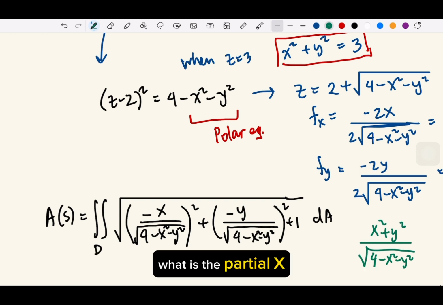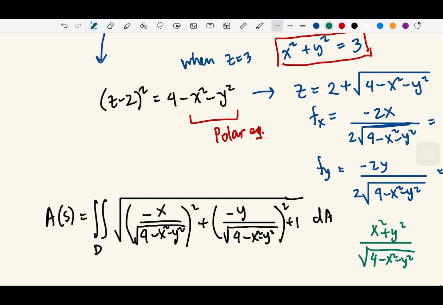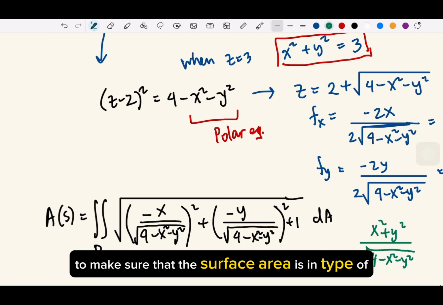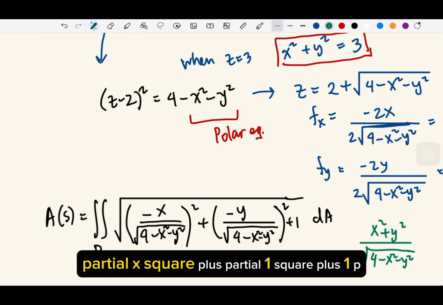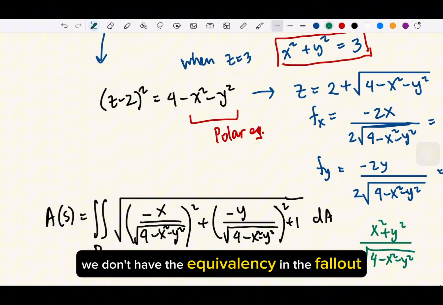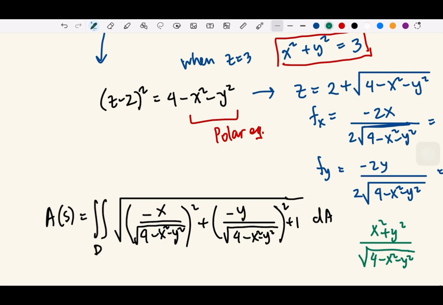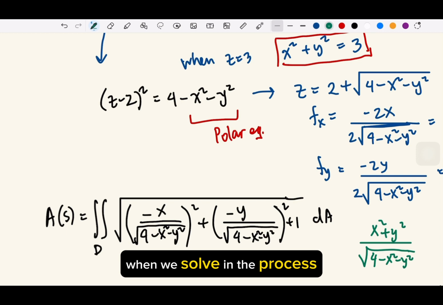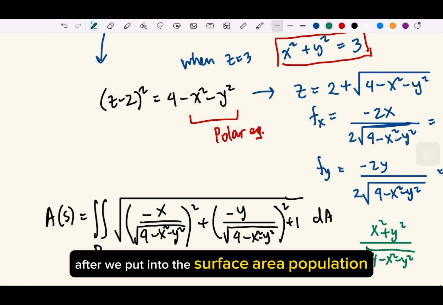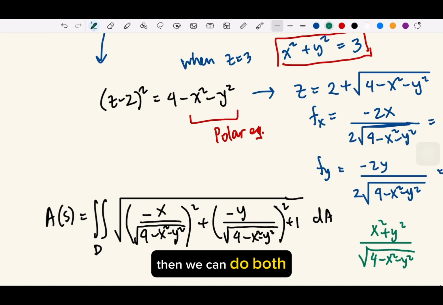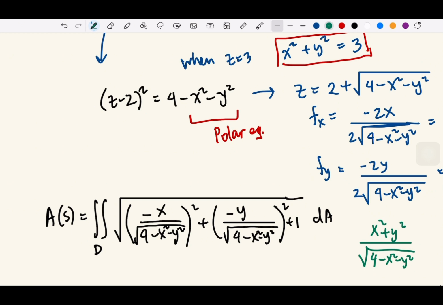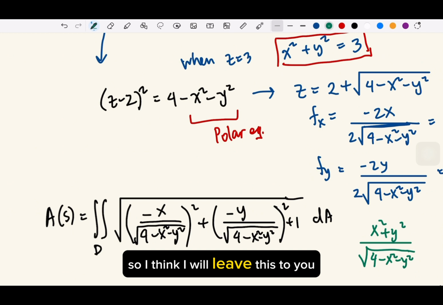What is the partial x? What is partial y? Right? Because we need to make sure that the surface area is in terms of partial x squared plus partial y squared plus 1. We don't have the equivalency in polar in terms of surface area. What we can do, however, is after we put it into the surface area formulation, then we can do polar. So I think I will leave this to you.